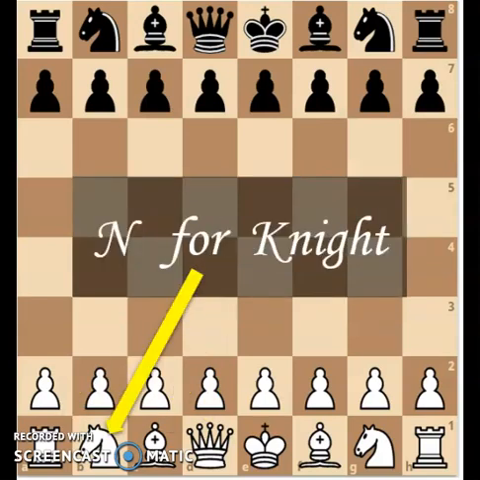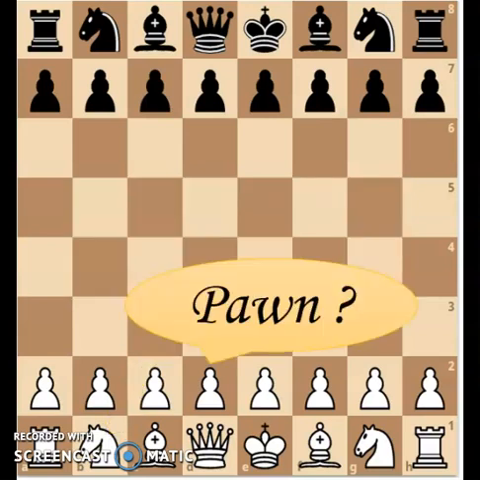Here is a problem. As the K is already used for the king, what letter do we use to represent the knight? So, we use the letter N for the knight. Now, for a pawn, you must have thought that the letter is P. But that's not it. For a pawn, we use no letter, just the square it goes to.